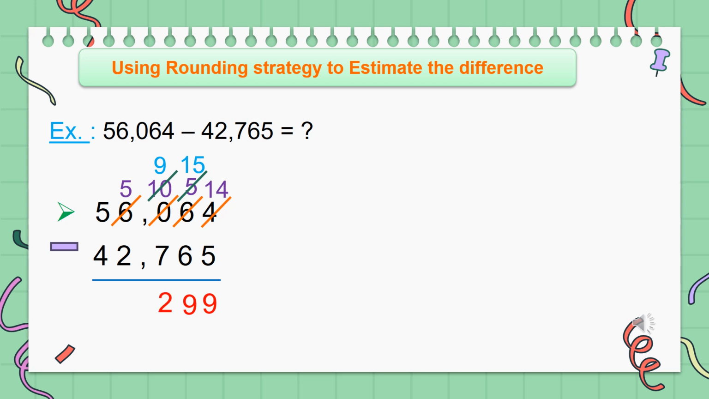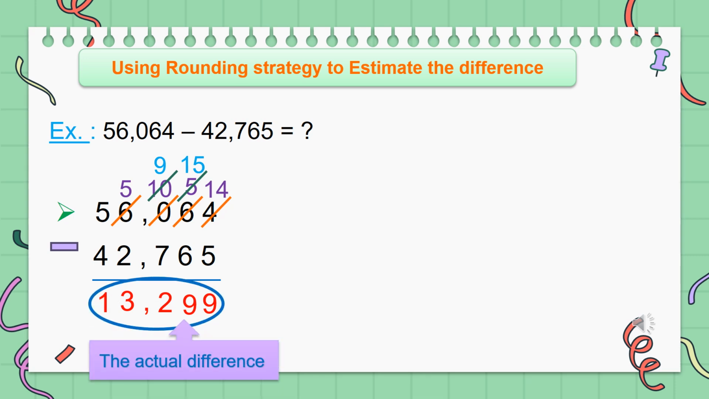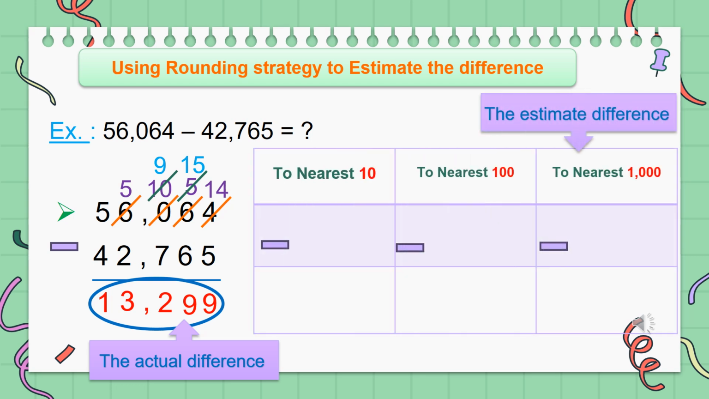9 minus 7 equals 2. 5 minus 2 equals 3. 5 minus 4 equals 1. So the actual difference is 13,299. Now we need to find the estimated difference to the nearest 10 and to the nearest 100 and to the nearest 1000.